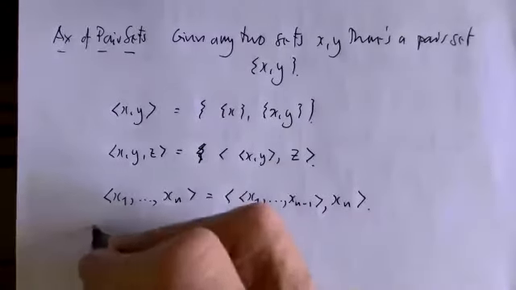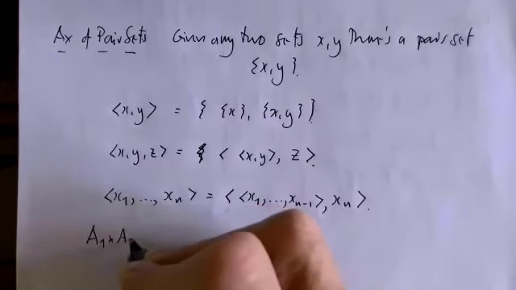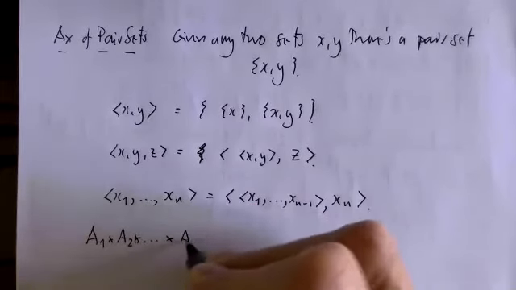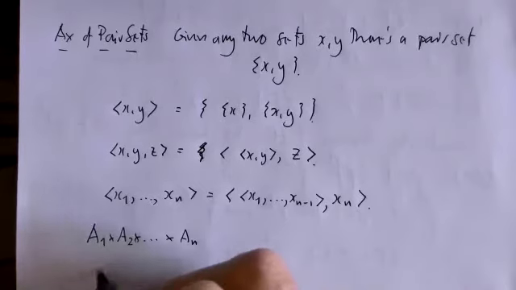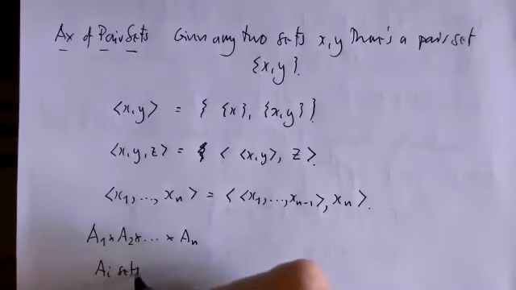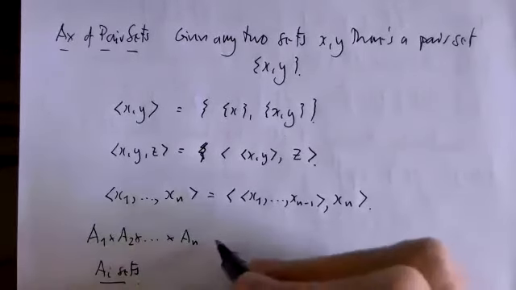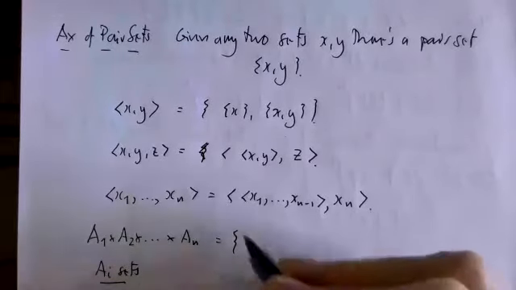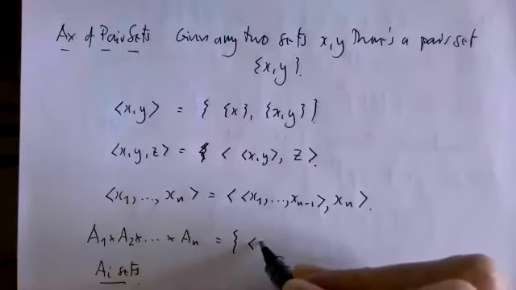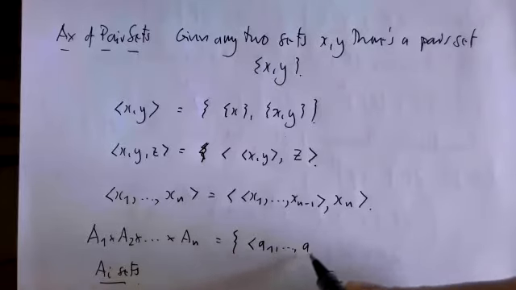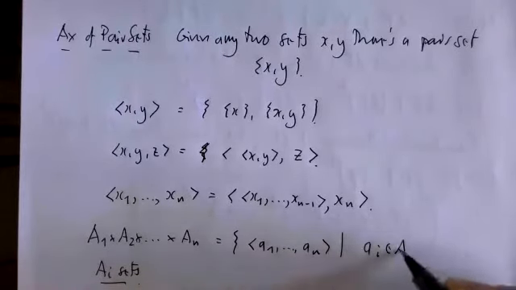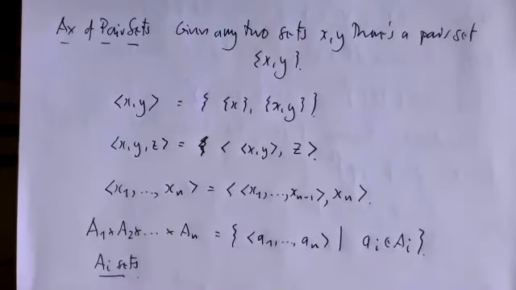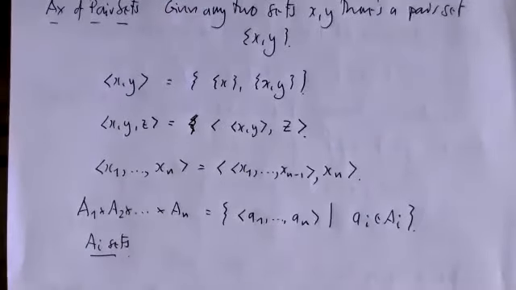And the Cartesian product of n sets, A1 to An, was the collection of ordered n-tuples with each xi coming from Ai.